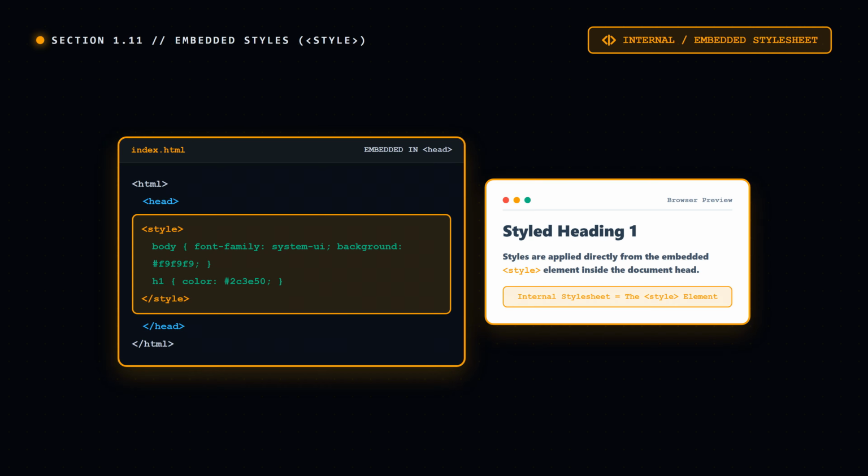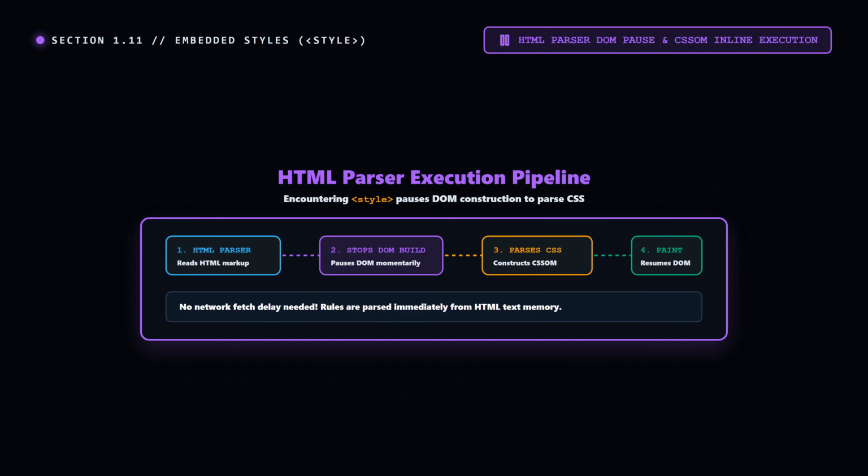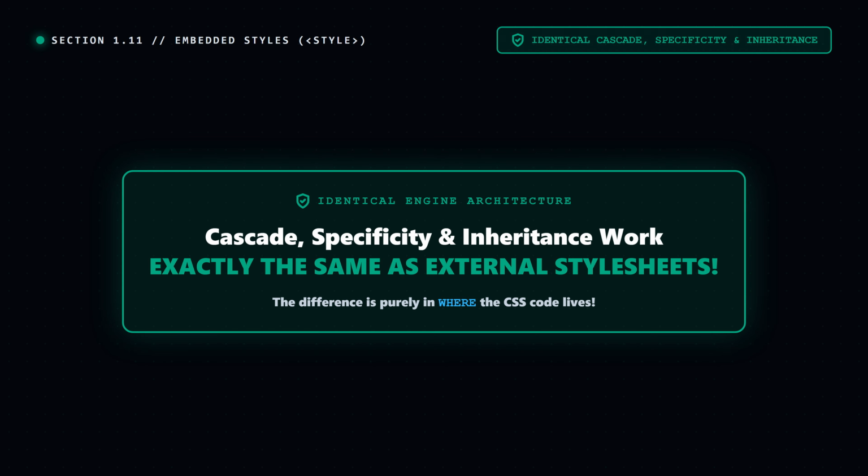More on that later. When the browser's HTML parser encounters a style block, it stops building the DOM momentarily, parses the CSS inside, applies it to the current page, and then continues. The result is exactly the same as if those rules had been in an external file. The cascade, specificity, inheritance, everything works identically. The difference is purely in where the CSS lives.